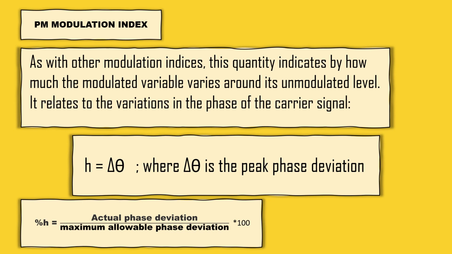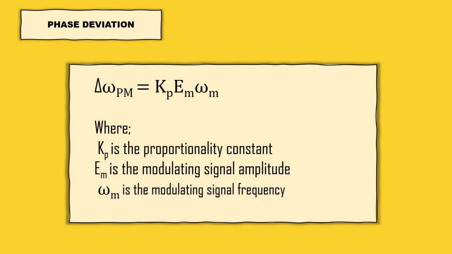Phase deviation can also be expressed as delta omega sub pm is equal to k sub p times E sub m times omega sub m, wherein k sub p is the proportionality constant, E sub m is the modulating signal amplitude, and omega sub m is the modulating signal frequency.